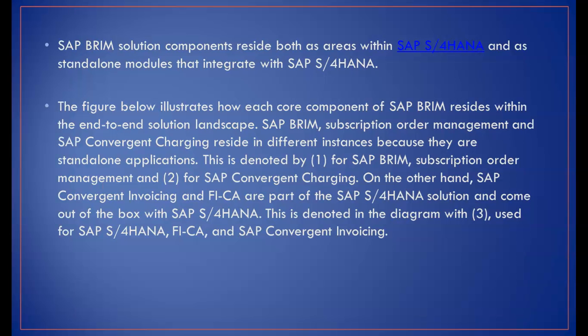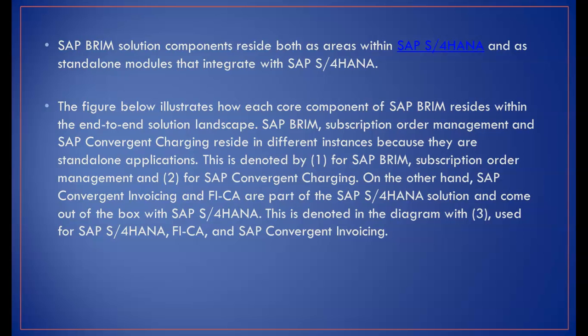Now, SAP BRIM solution components reside both as areas within SAP S4 HANA and as standalone modules that integrate with SAP S4 HANA. The figure that we are going to illustrate shows how each core component of SAP BRIM resides within the end-to-end solution landscape. So SAP BRIM Subscription Order Management and SAP Convergent Charging reside in different instances because they are standalone applications. On the other hand, SAP Convergent Invoicing and FICA are part of the S4 HANA solution and come out of the box with S4 HANA. This is denoted in the coming diagram.